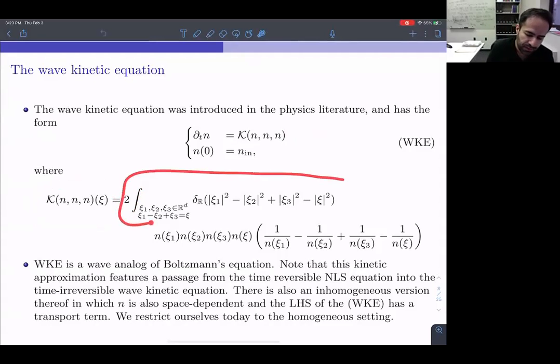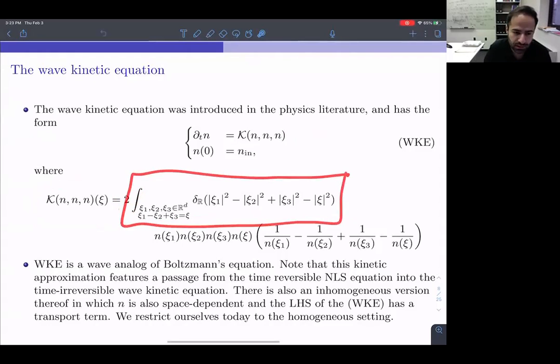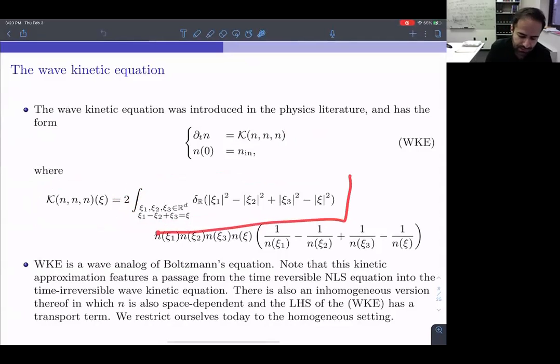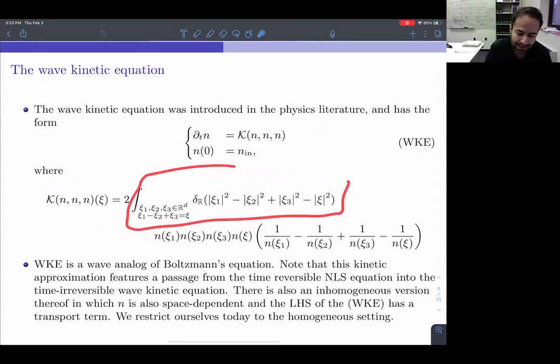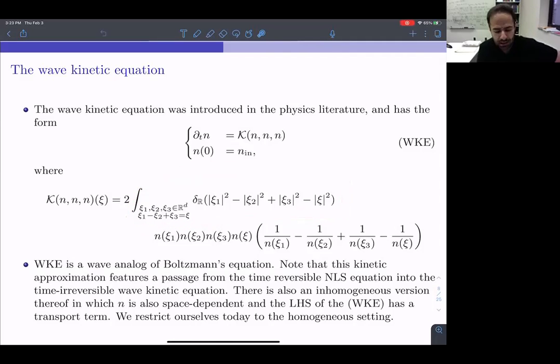For those of you who are familiar, this is exactly the domain of integration that appears in Boltzmann's equation. The measure that you're integrating against, for NLS, is a property of NLS: it is really an exact analog of Boltzmann's equation. It's the same integral that appears in the Boltzmann equation, but the integrand is different. You take n at xi1, xi2, xi3, and xi, you multiply them, and then you multiply by this factor over here. So this is the wave analog of Boltzmann's equation.